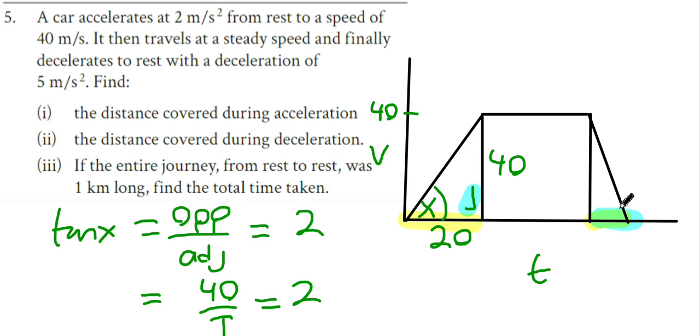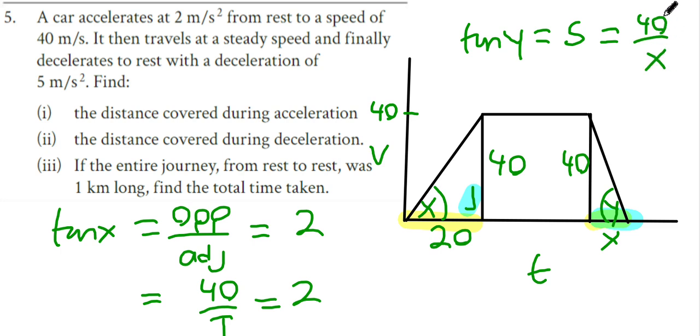I can do the same trick for the next angle. If you want to call it angle y, what's tan y the same as, guys? The deceleration. What's the deceleration? 5. And that equals 40 divided by, we'll call the last time x. So what's 40 divided by x? 40 divided by x is 5. What does that mean x is? 8. It takes 8 seconds to decelerate at the end. So it takes 20 at the start and 8 at the end, just using tan. Tan, opposite over adjacent, is acceleration or deceleration.